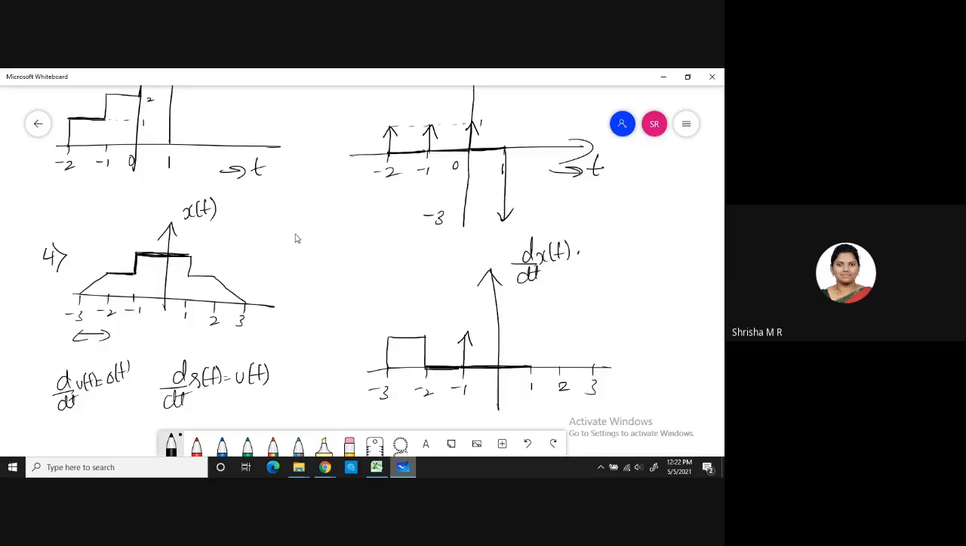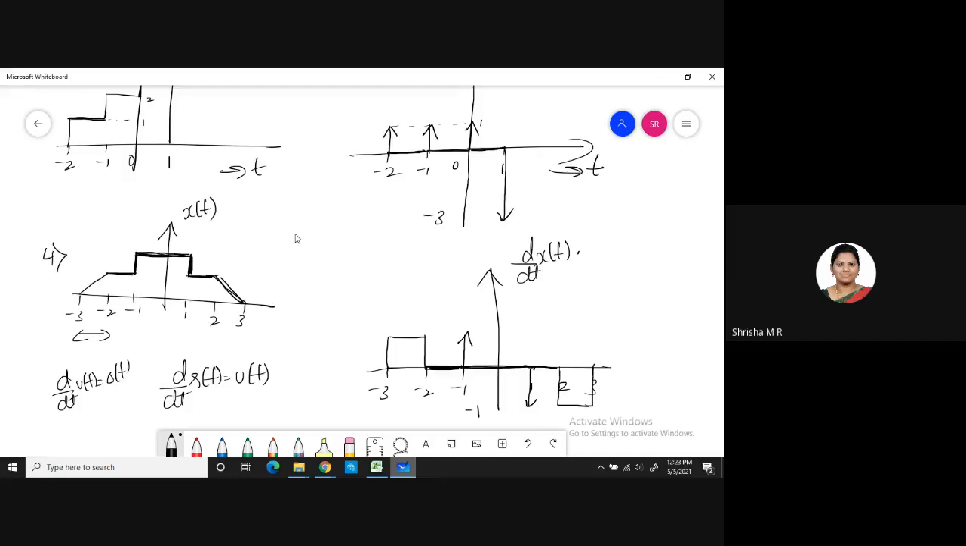Again there is a decrement of 1. So let it come back to 0 and let it be constant. Again we have a decreasing slope, so you'll have a unit step downwards. Got it? Is it clear? Yes, ma'am. Okay, like this you have to analyze and do each stage.